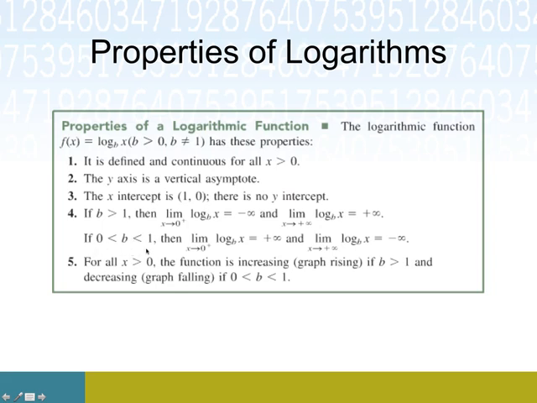And then if b is between 0 and 1, it's sort of a similar kind of scenario as with the exponential functions, then basically this whole thing gets flipped around. Now as we approach 0, instead of plummeting toward negative infinity, it's rising toward positive infinity. And as x gets really big, this is actually dropping off.